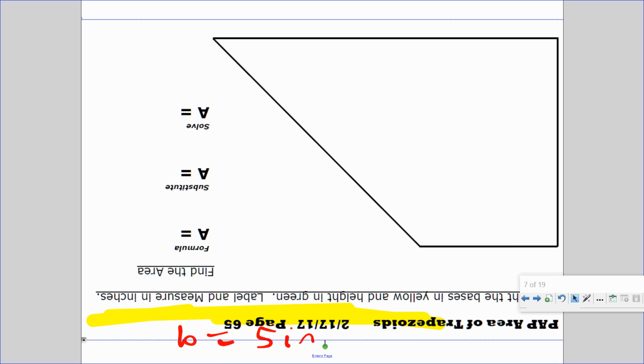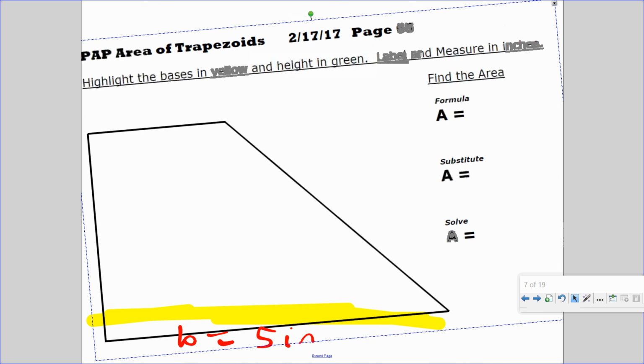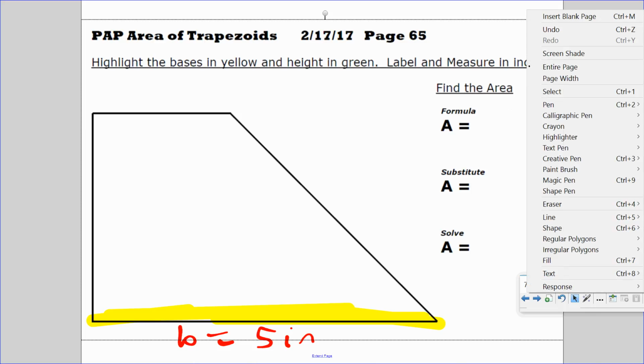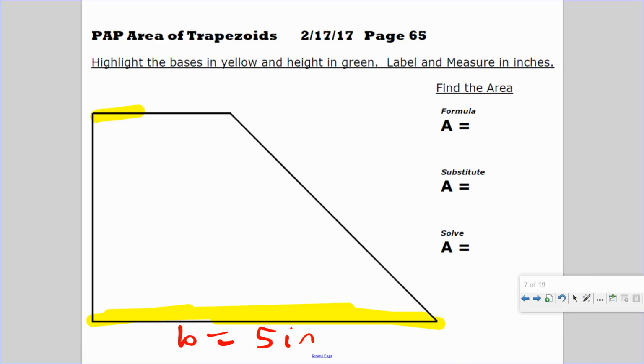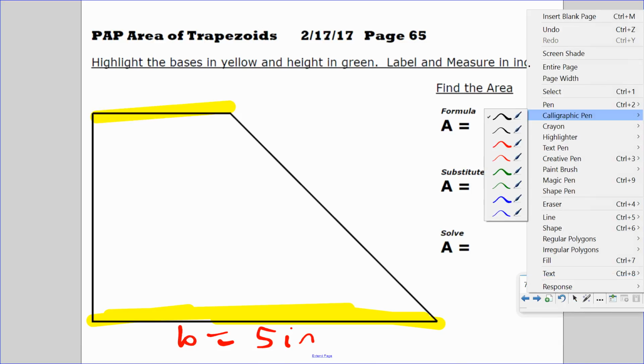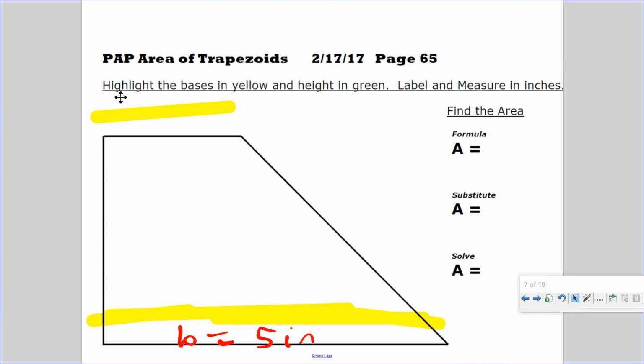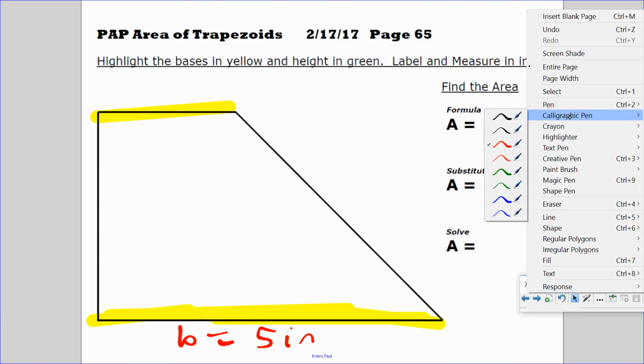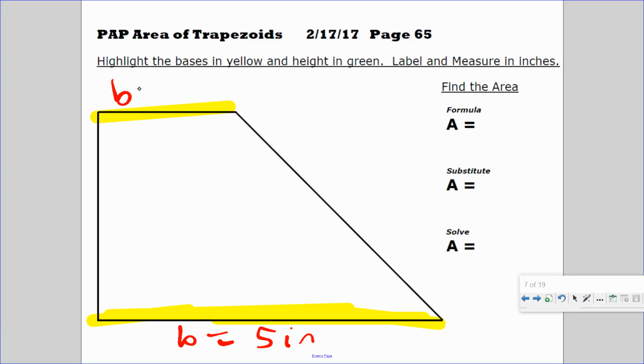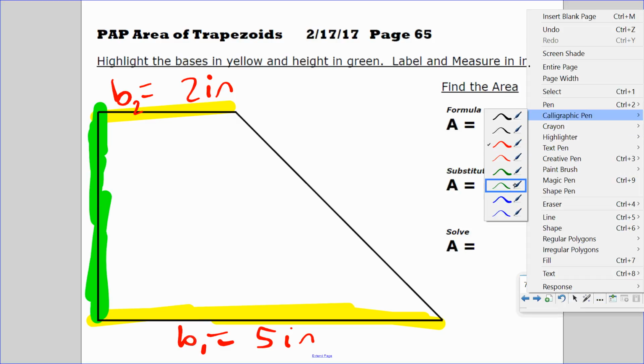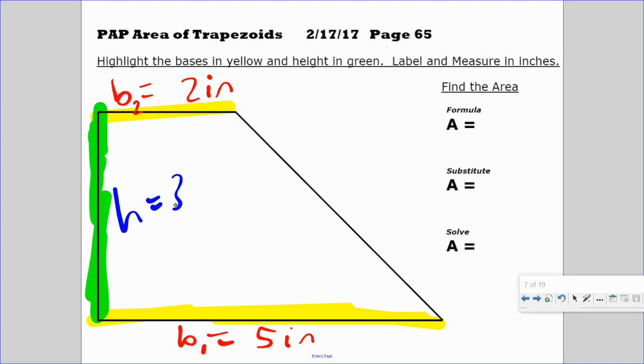So let's turn it back to the right side up. So there is a second base. The other base is right here. So this is another base. This base is 2 inches. So we call this base 1, and this is called base 2. Now, do you see a height? Let's highlight the height in green. Yes, it's right here. And using an inch ruler, the height will be 3 inches.